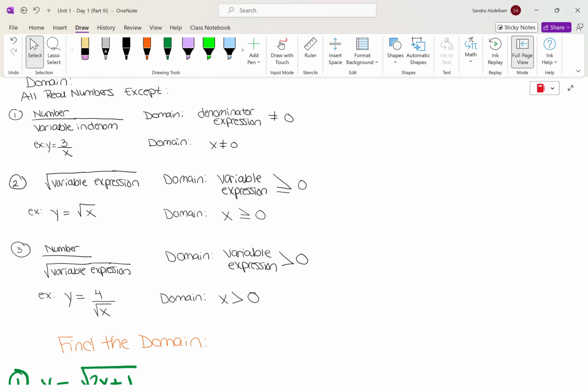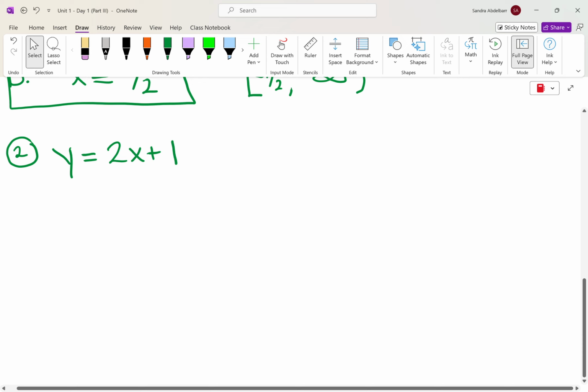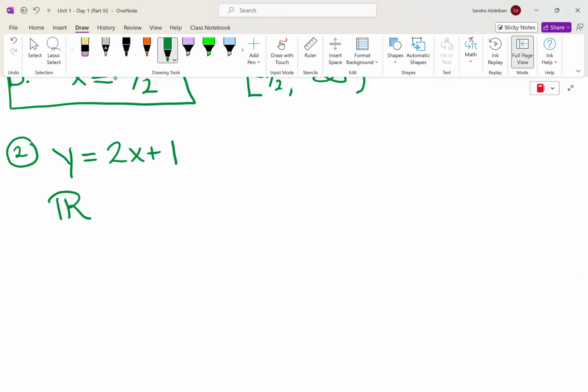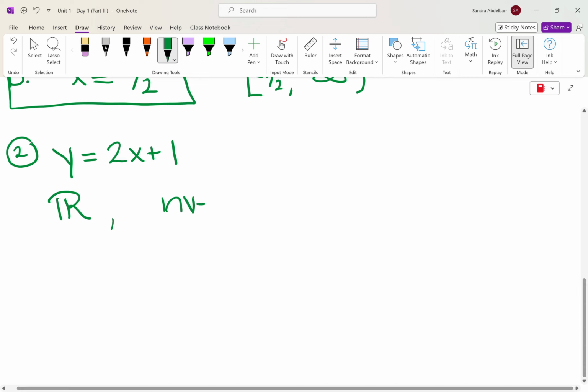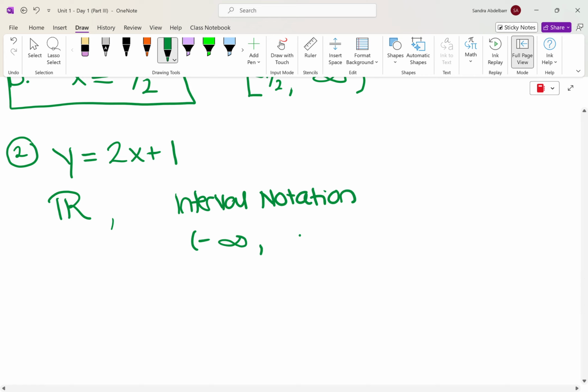And the last one is a radical in the denominator, but it's not a fraction. So does it fall under any one of these three? No. So what is our domain? All real numbers. There's no restriction here. So you're allowed to do the double R for all real numbers. Or if we're writing interval notation, it's the infinities. So it's -infinity to +infinity.